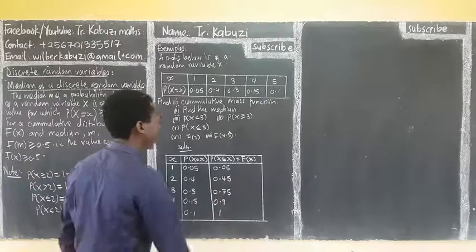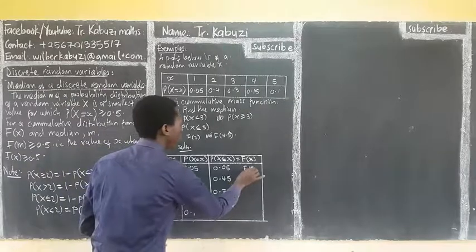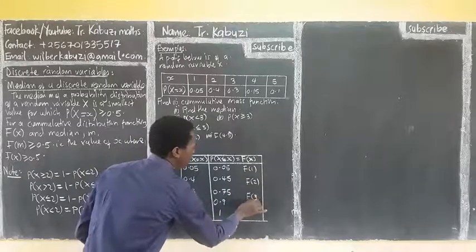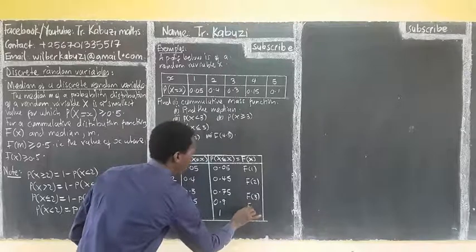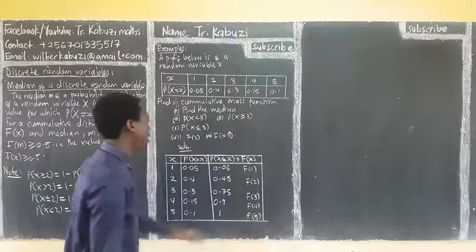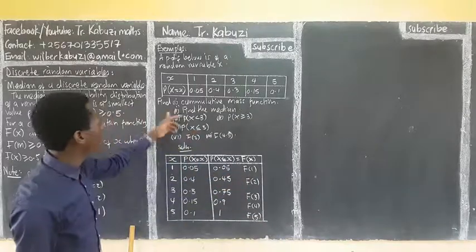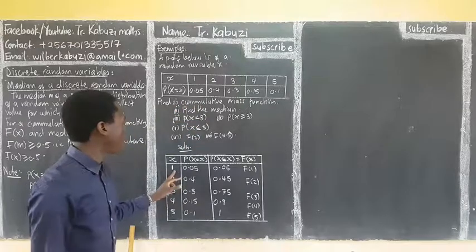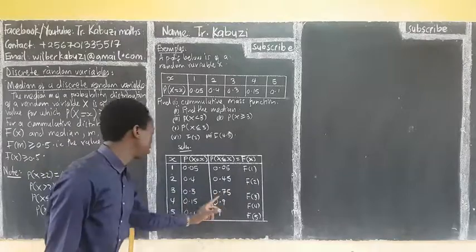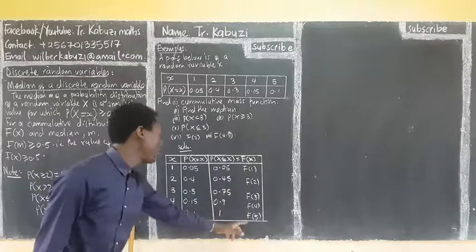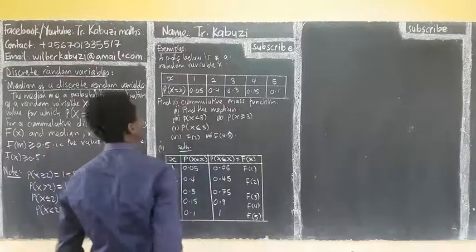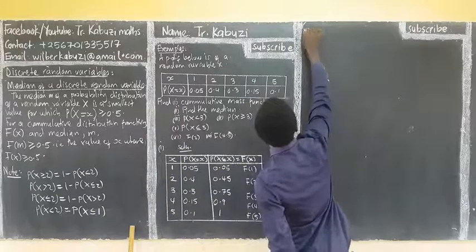In simple terms, this one means this is the F of 1, this is the F of 2, this is the F of 3, and this is F of 4, and then this is F of 5. So now the cumulative mass function for 1 is this, for 2 is this, for 3 is this, for 4 is this, then for 5 is this. Then Roman numeral 2, so this was Roman numeral 1, so we have finished that. Then Roman numeral 2, find the median.